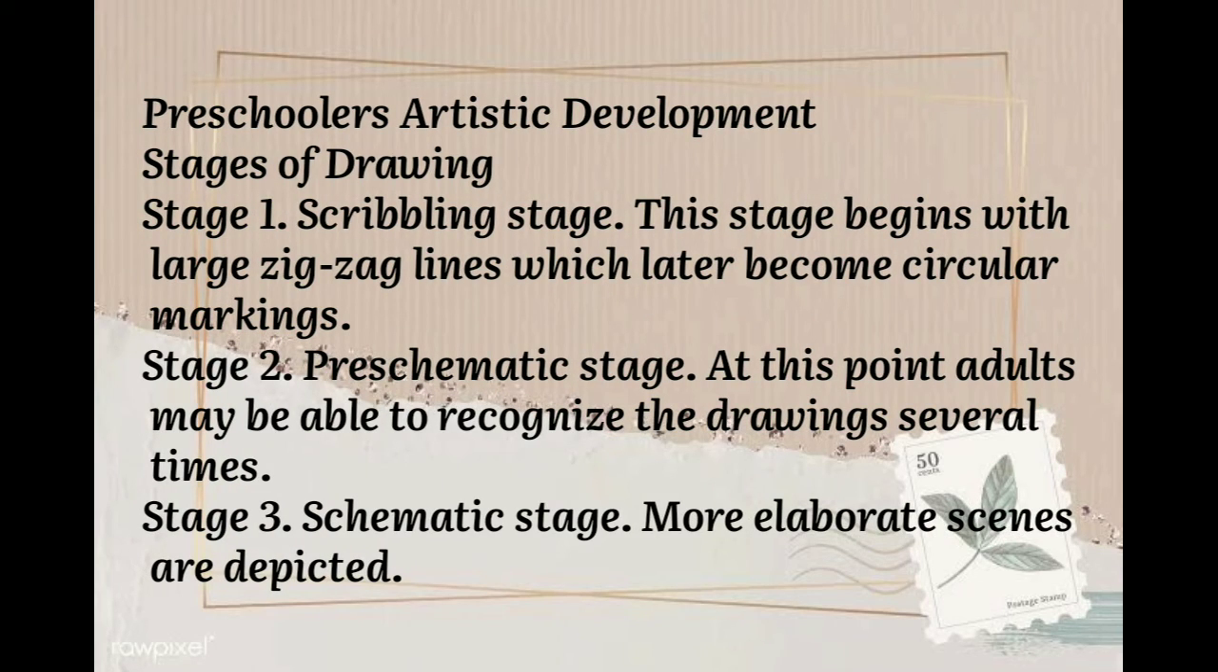Preschooler artistic development: stages of drawing. Stage 1, Scribbling stage. This stage begins with large zigzag lines which later become circular markings. Stage 2, Preschematic stage. At this point, adults may be able to recognize the drawing some of the time. Stage 3, Schematic stage. More elaborate scenes are depicted.